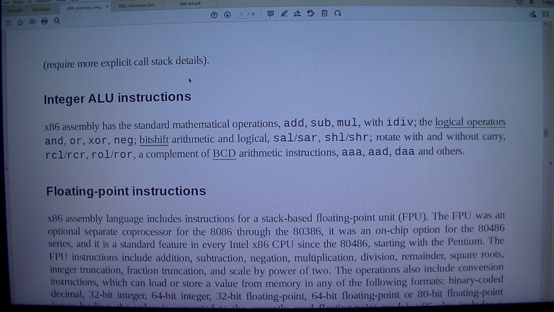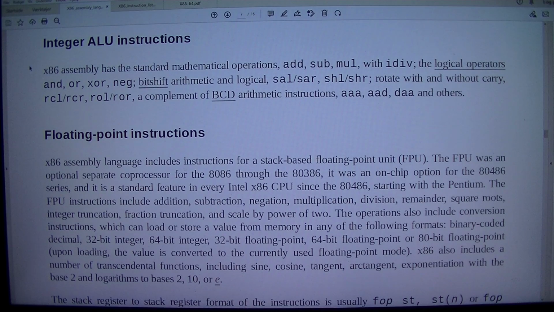Integer ALU instructions. x86 assembly has the standard mathematical operations, add, sub, mul, with IDIV. The logical operators AND, OR, XOR, NEG, bit shift arithmetic and logical, SAL/SAR, SHL/SHR, rotate with and without carry, RCL/RCR, ROL/ROR, a complement of BCD arithmetic instructions, AAA, AAD, DAA and others.